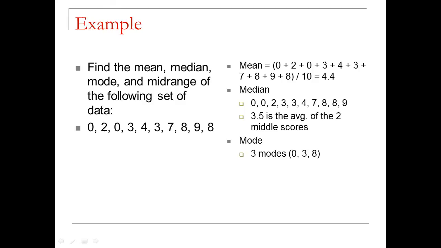We have 3 modes in this set of data. We have 0, 3, and 8 occurring twice, so this would be a trimodal set of data. The mid-range, we want to take the highest value, which is 9, add it to the lowest value, which is 0, and divide by 2. 9 divided by 2 gives me 4.5.